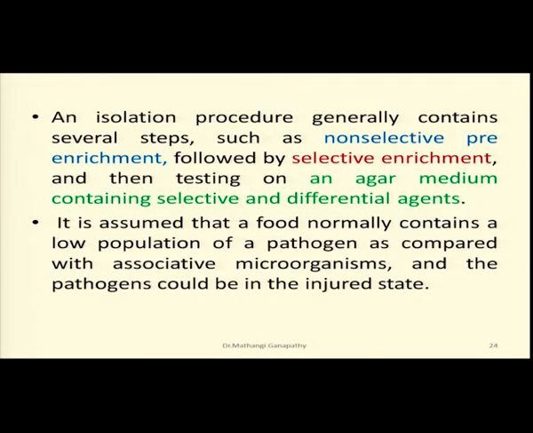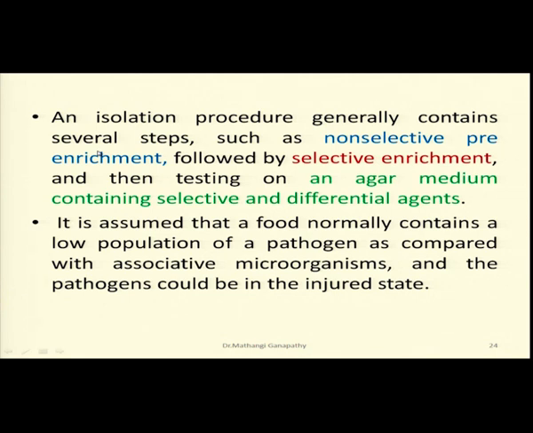An isolation procedure generally contains several steps: non-selective pre-enrichment, followed by selective enrichment, then testing on an agar medium containing selective and differential agents. Since the pathogens are going to be very few in number, initially you will select all the microbes which are present. You take a wash or a swab and add it to the medium. The medium is non-selective, so it is not going to select for this microbe or that microbe, but the heterogeneous pool of microbes present will be allowed to replicate. So, it is a non-selective pre-enrichment.